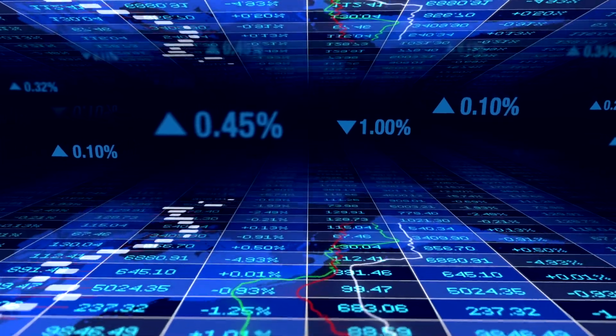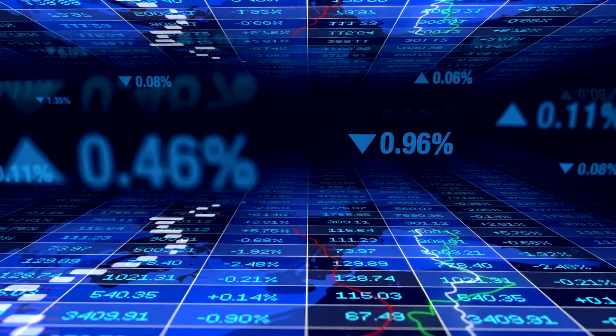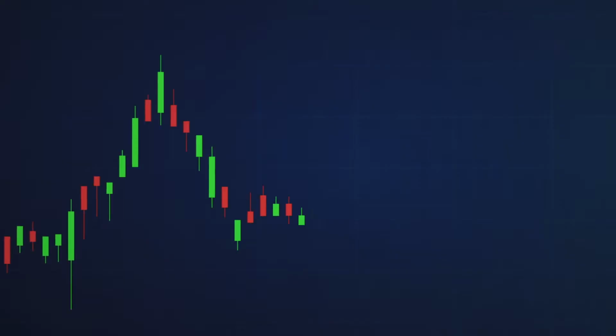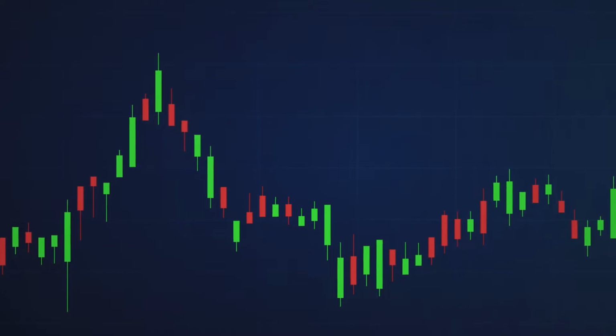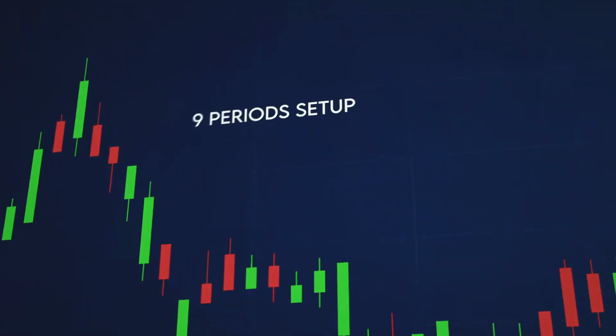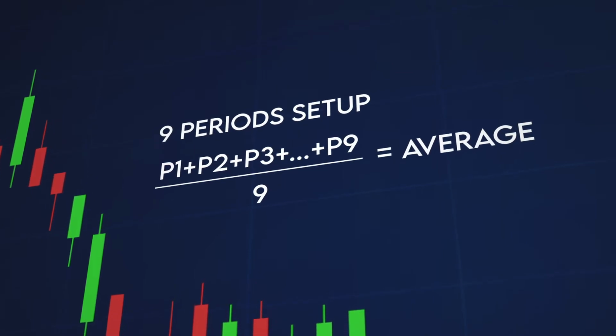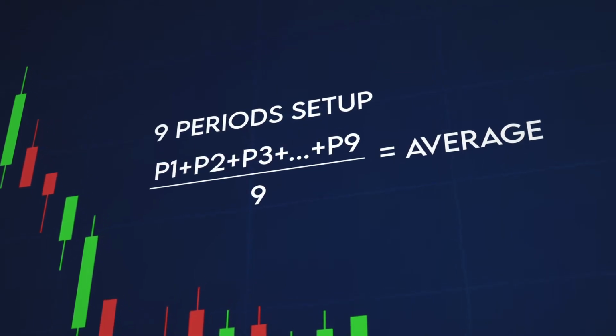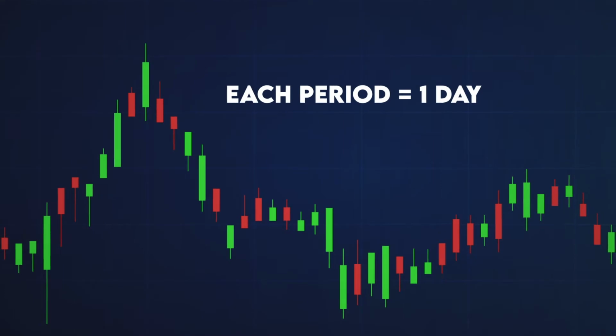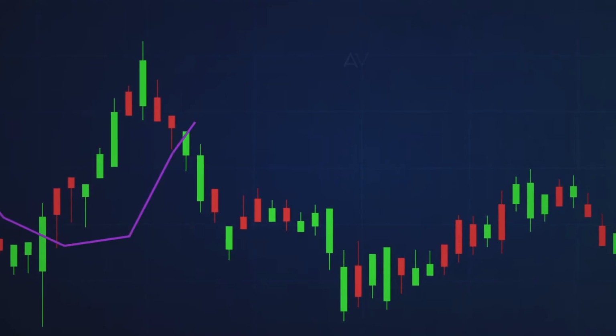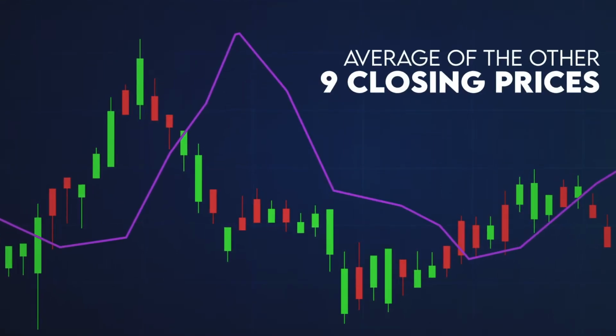The moving averages are calculated according to the time frame you choose. Okay, but what does it mean? Let's assume that you are using a daily chart and you insert the averages with 9 periods set up. This way, the indicator will calculate the closing prices average from the past 9 periods, and, as we are in a daily chart, each time frame equals 1 day. That is, an average of the other 9 closing prices.